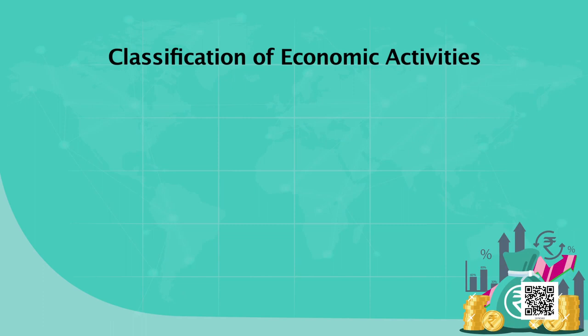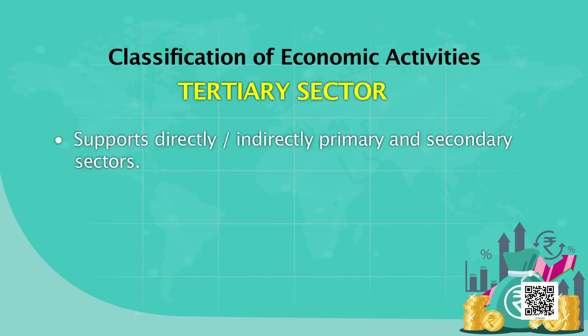The third category of activity comes under the tertiary sector. The tertiary sector activities are all those activities which are supporting the primary sector and secondary sector. For example, let us take an example of transport. How did you come? You must have come by a bus. So the bus is a part of the transport sector.